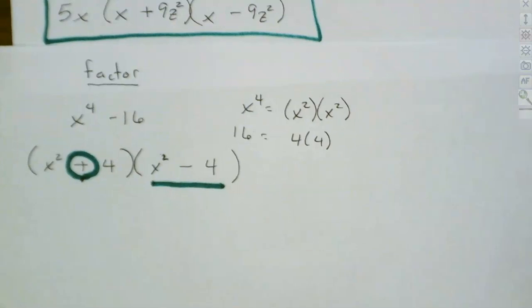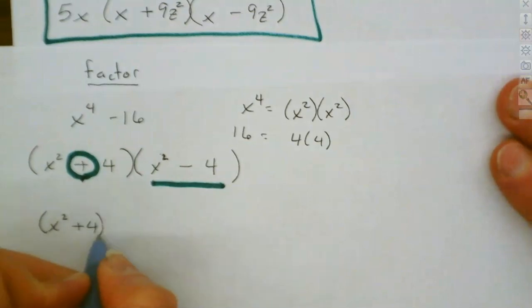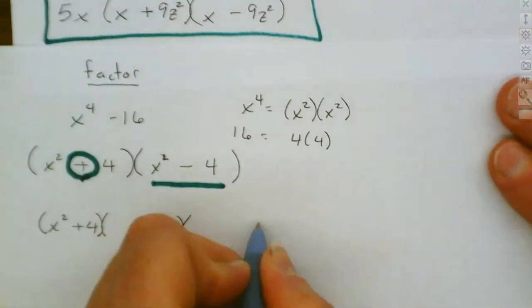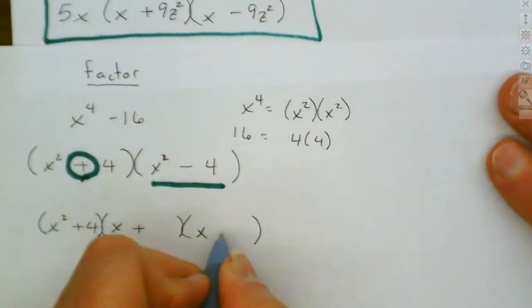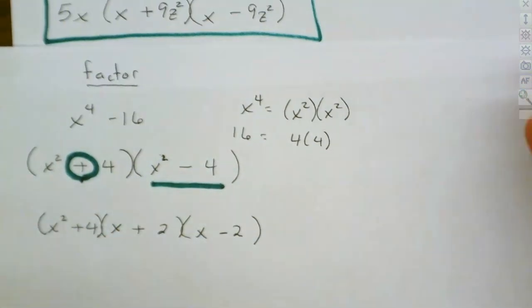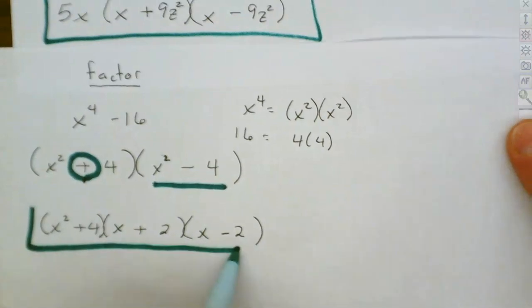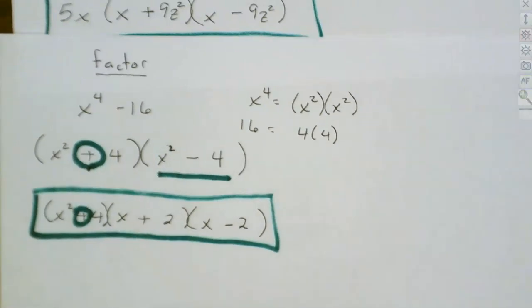However, x squared minus 4 will, because 4 is a perfect square of 2. So it will go one step further. So the x squared plus 4 stays the same, but the x squared minus 4 splits up into x and x, plus and minus, 2 and 2. And that's as far as you can go. Why can we not break this one down? Because this one has a plus.